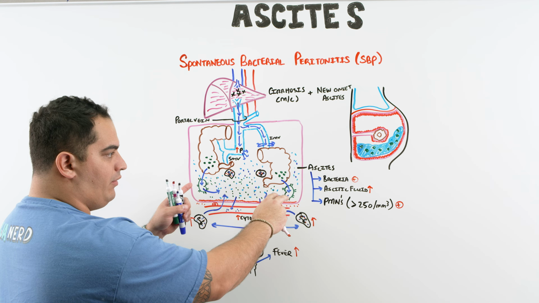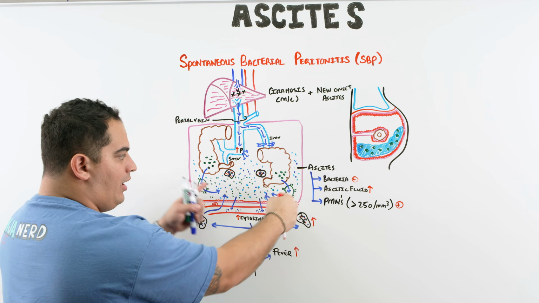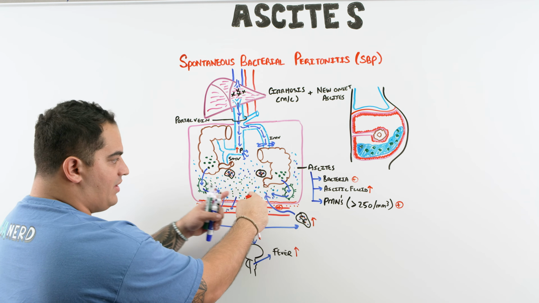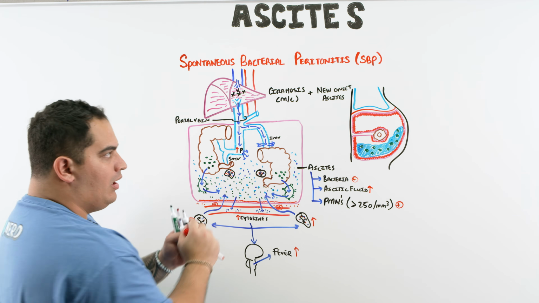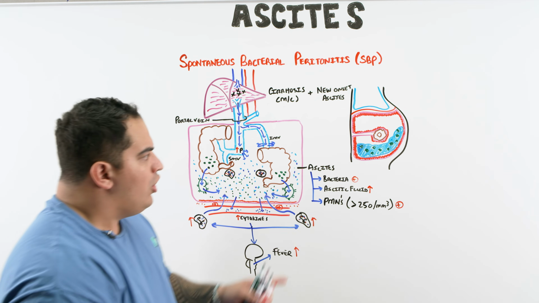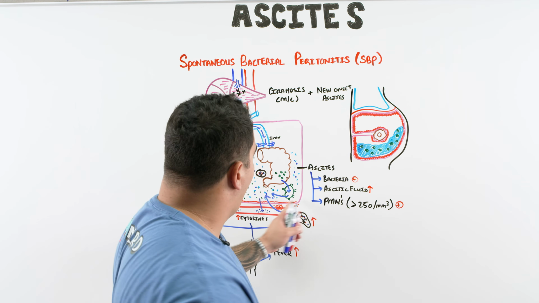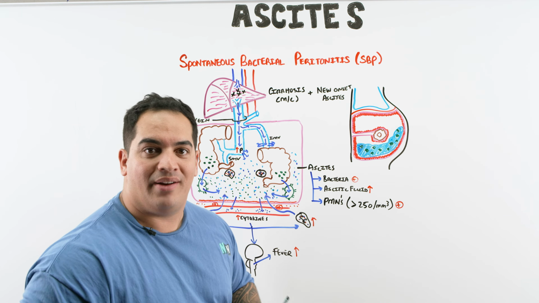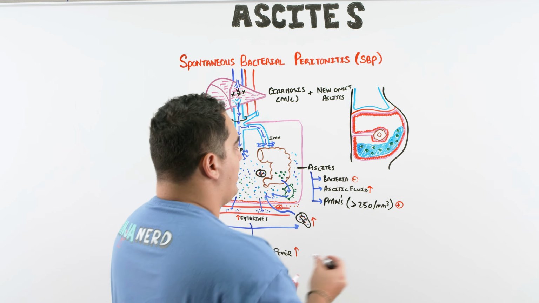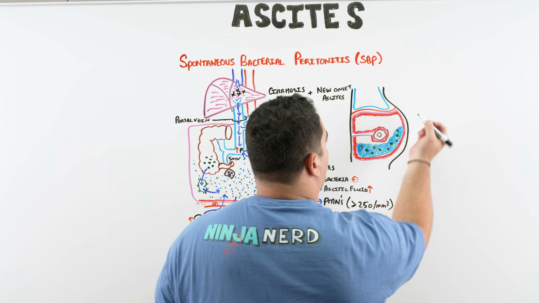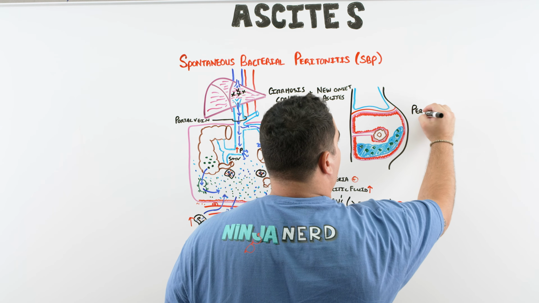You're going to have this acidic fluid, which is rich in bacteria that migrated from the lumen to the mesenteric lymph nodes into the acidic fluid. What else? Well, the other thing is pretty straightforward. It inflames the peritoneum. So therefore, they are going to have what? They're going to have peritonitis.